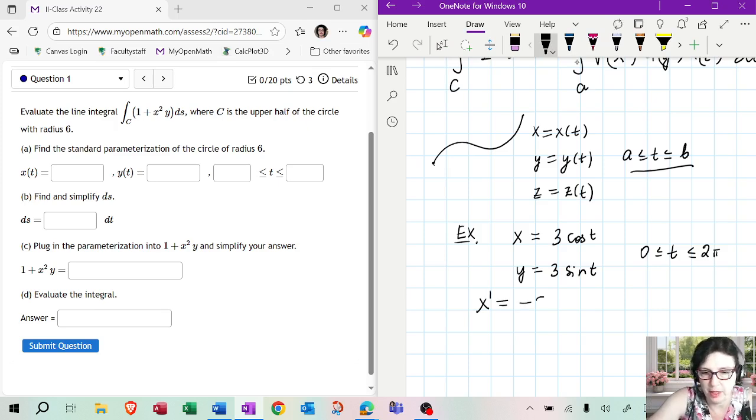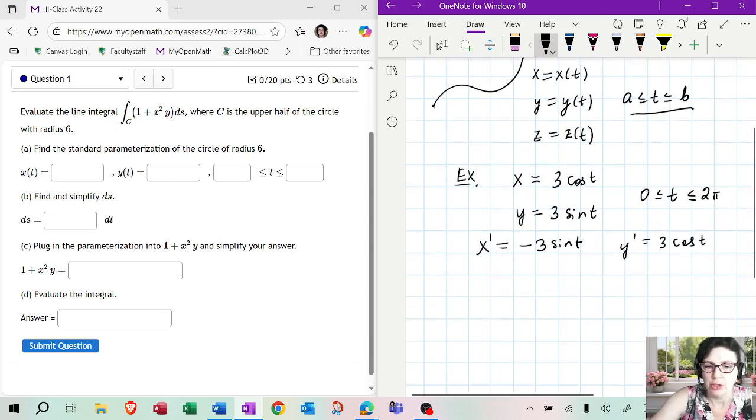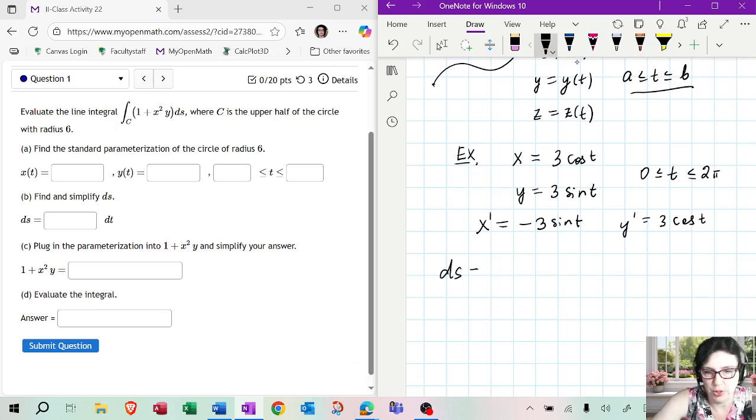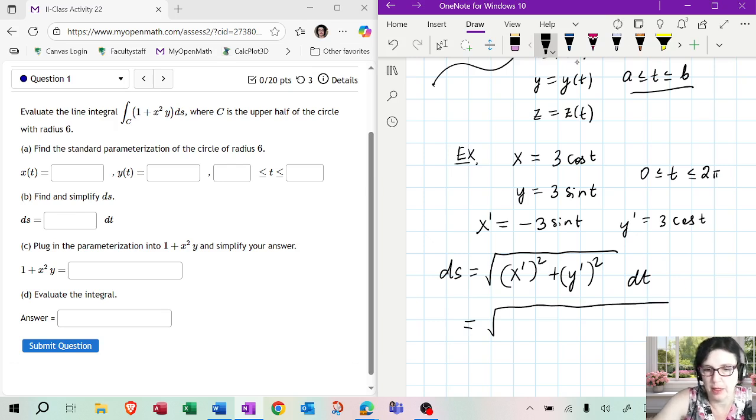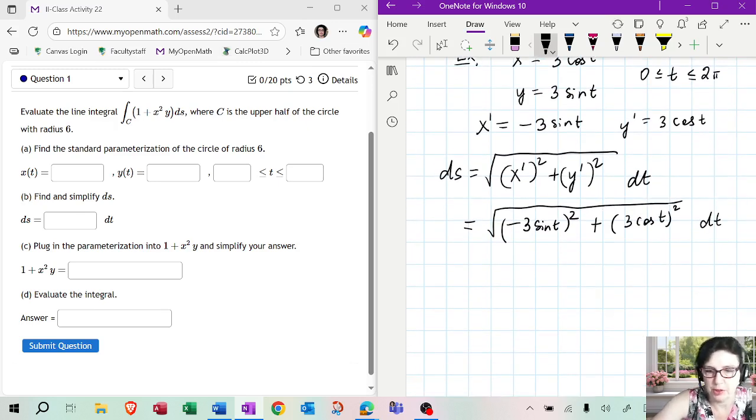So x prime is negative 3 sine t. y prime is 3 cosine t. So if you were to find that ds thing, which in this case, because it's two-dimensional, is just the square root of x prime squared plus y prime squared, and then you're supposed to multiply by dt. Then I'm going to take my x prime, which is negative 3 sine t, square that, and then also square y prime, and add them up. And let's see what happens. When we square a negative, remember it goes away. So this will become 9 sine squared t plus 9 cosine squared t, and then dt.